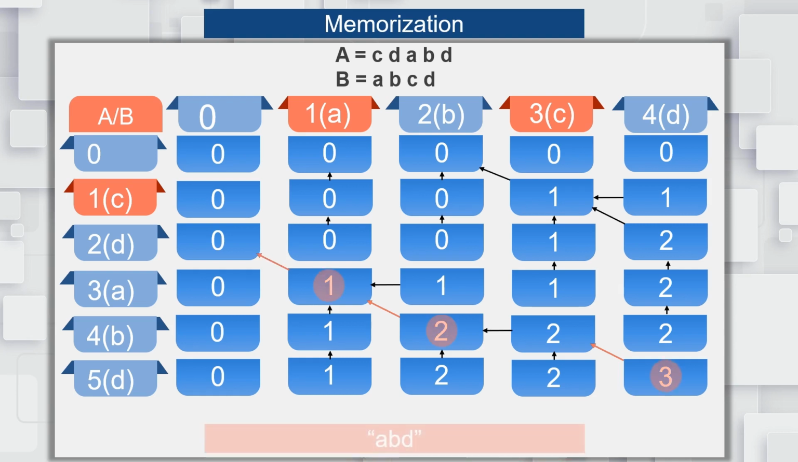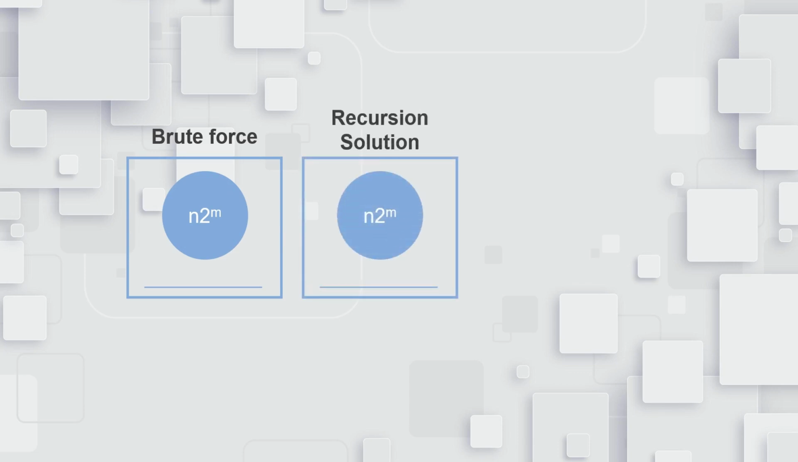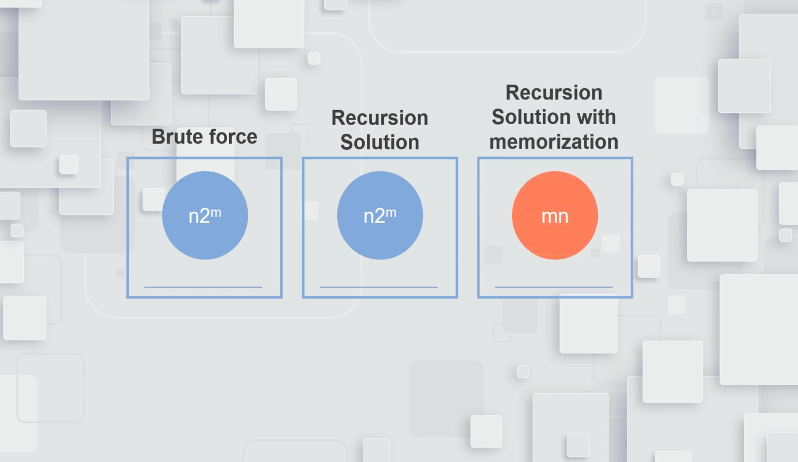So in this video, we discussed the time complexity of the brute force method and saw the procedure and time complexity of the recursion method. And we improved the time complexity of the recursion method by introducing the memorization process. And this is the best time complexity we can get while solving the longest common subsequence problem.